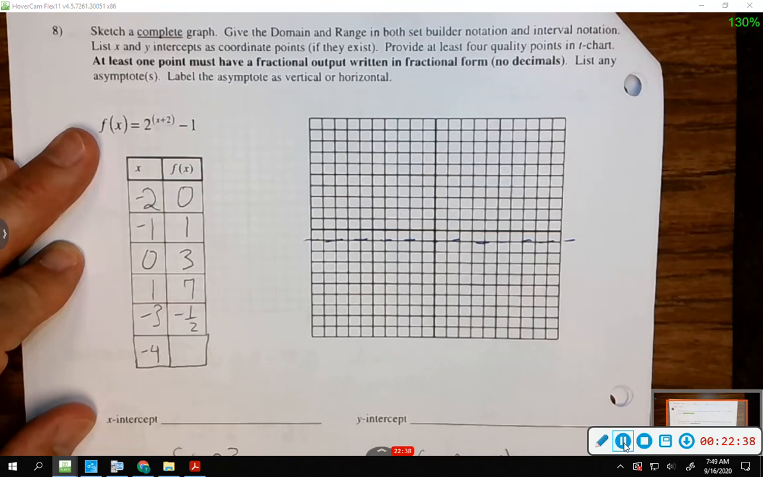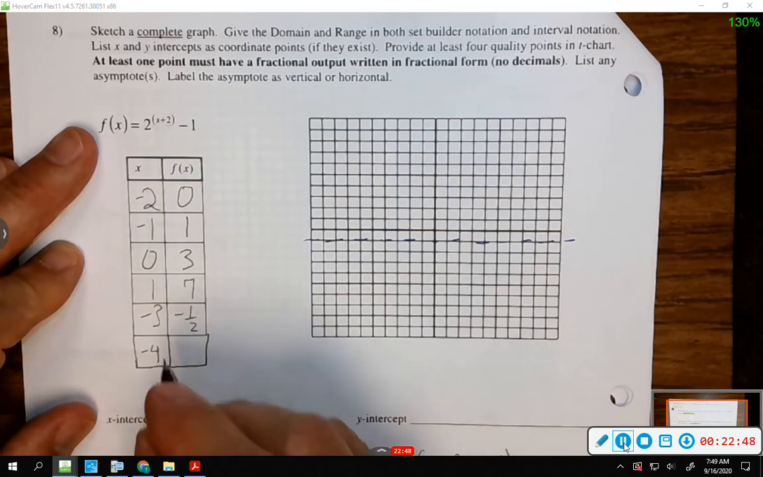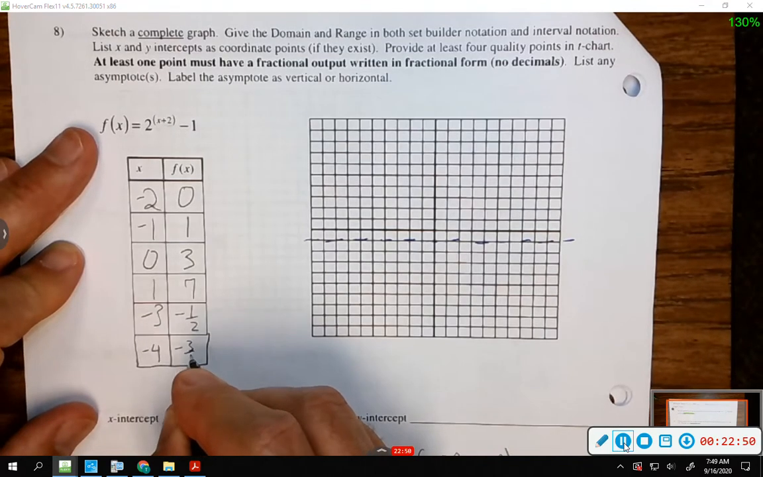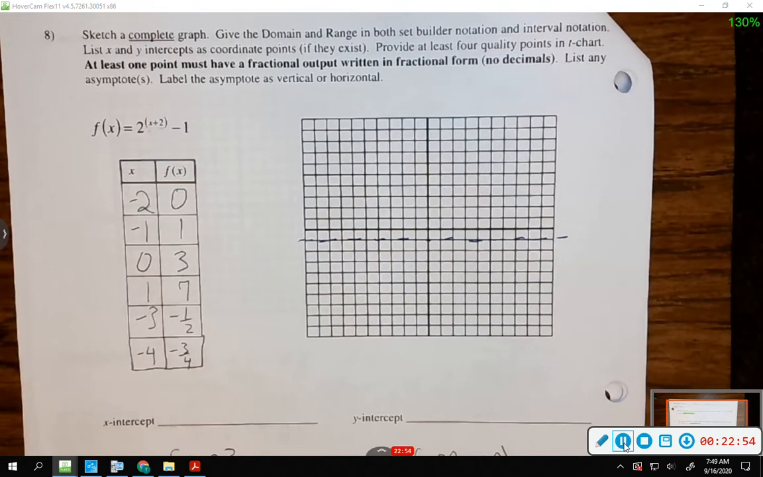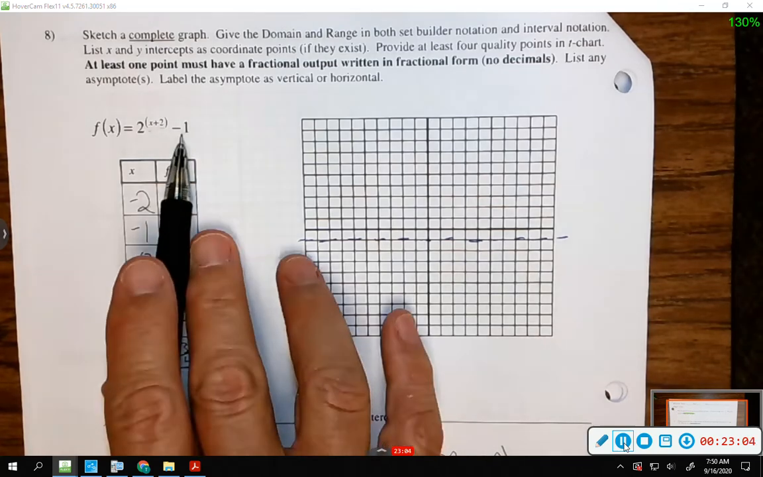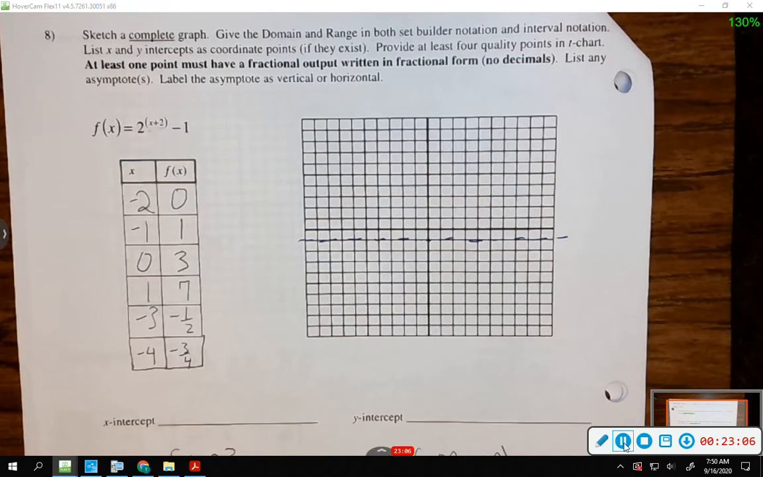In order to make an exponent positive, I drop the base to the denominator and change the sign of the exponent. 1 over 2 squared is 1/4. 1/4 minus 1 is negative 3/4. I could plug in negative 5 and get out negative 7/8, and negative 6 and get out negative 15/16. It's going to get closer and closer and closer to y equaling negative 1. That's why our horizontal asymptote is y equals negative 1. But we're discovering it as we go.